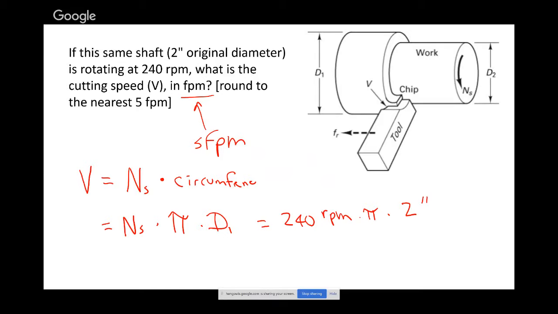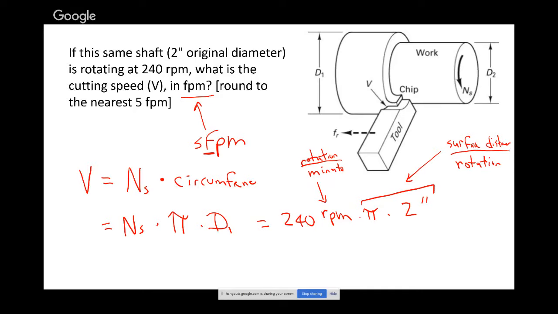Okay, now we'll want to be a little bit careful here when we calculate what the units are, right? So this is rotations per minute. Okay, and this is the surface distance per rotation. All right, so it is surface distance per minute, right? Or surface feet per minute. Okay, but we don't have feet yet. What we have here is this pi times the 2 inches.